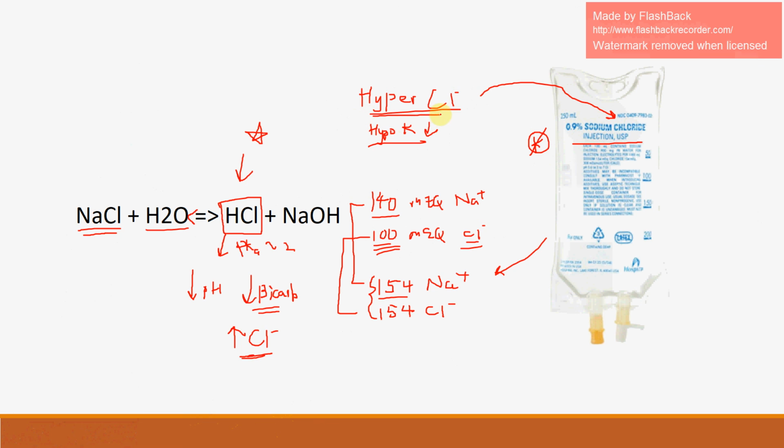So you're creating a hyperchloremic, hypokalemic metabolic acidosis. And always remember this when you're on the wards and you see a patient who has this type of presentation and this type of electrolyte abnormality in the labs. Always consider perhaps they had too many boluses of intravenous fluids.